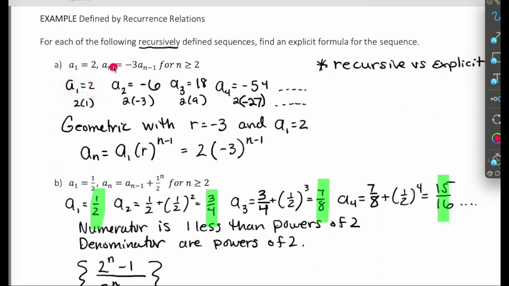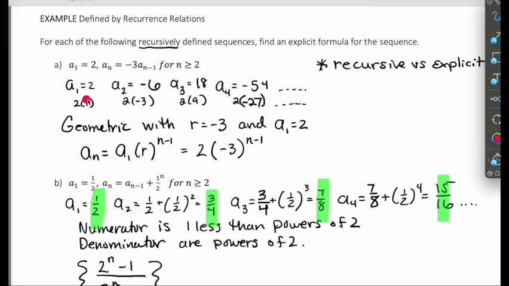Now look at how the nth term is defined. It's not defined by n, it's defined by the previous term. A sub n minus 1 means it's not the nth term, it's the one before that. So when we're trying to define, let's say, the fourth term, A4, then we're going to use A3 here. 4 minus 1 is the third term. So we're going to take negative 3 times the previous term.